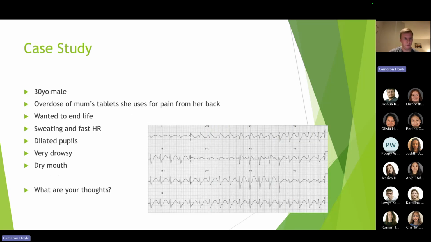So moving on, we've got a 30-year-old male this time. He's taken an overdose of his mum's tablets she uses for pain for her back. Wanted to end his life. He's complaining of sweating, fast heart rate, dilated pupils, dry mouth, and is very, very drowsy. And this is his ECG. So what are your thoughts with this one? What drug are we trying to push at you?